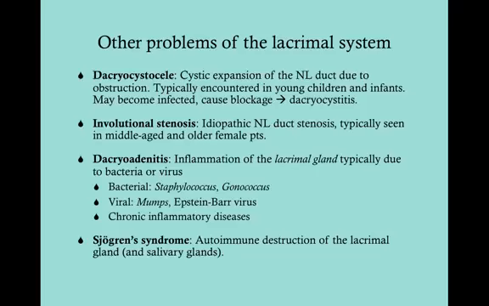So the bacterial causes are typically Staphylococcus or Gonococcus, which yes can be sexually transmitted, as well as Streptococcus. The viral causes are mumps and the Epstein-Barr Virus. So with the Epstein-Barr Virus, usually when you're going to see dacryoadenitis, it will be in a setting of mono. With mumps, again, we don't see that a whole lot in the US.